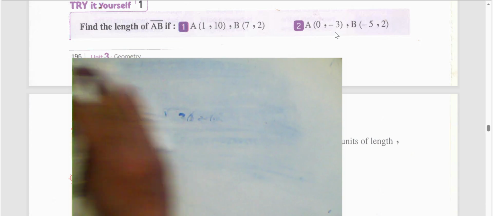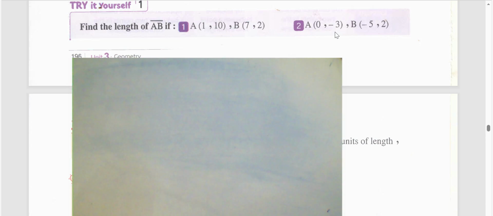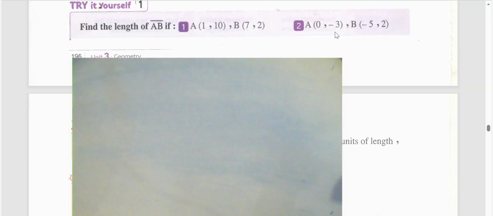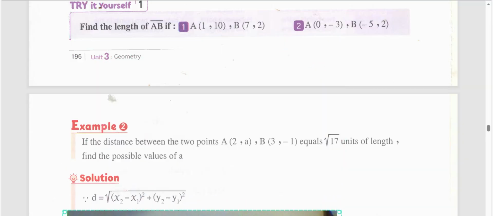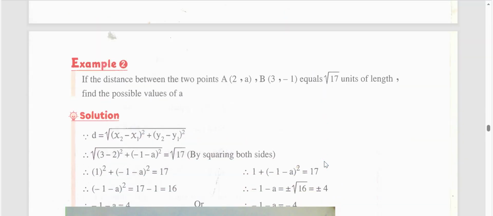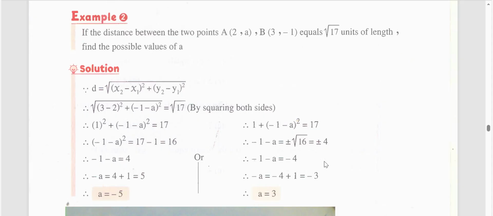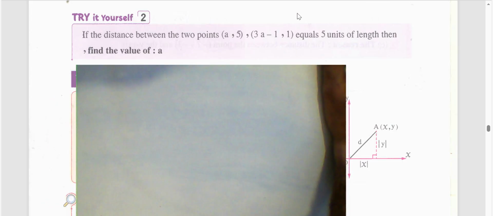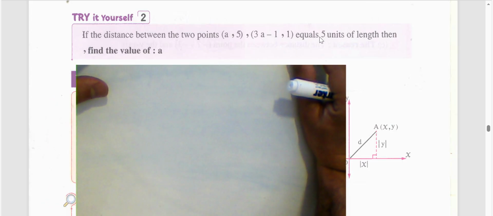Next question. Understood? Okay, listen with me. This question is famous in the exam. Okay, read it. I will explain like this question. The distance between 2 points equals 5 length unit. Find the value of a.